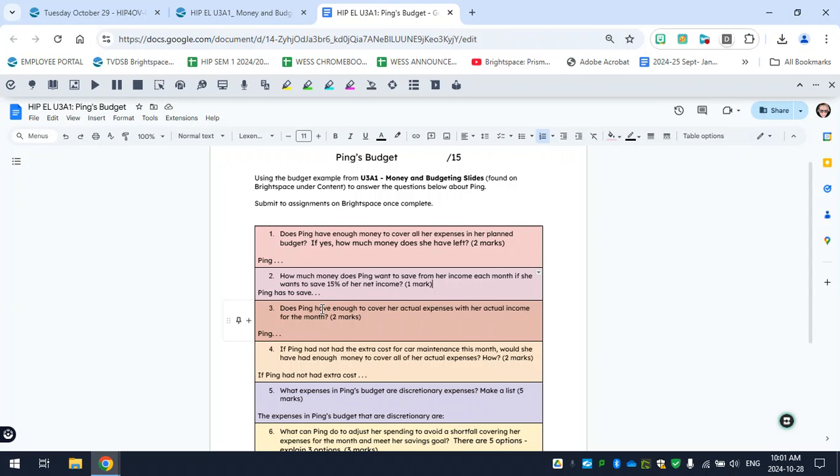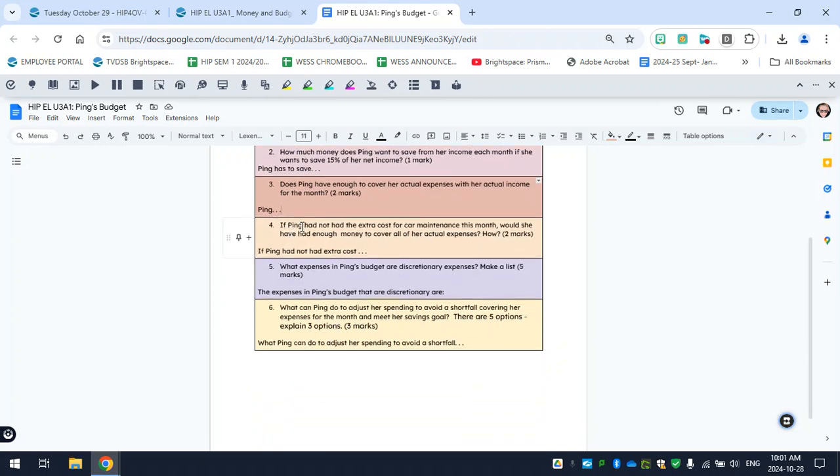Does Ping have enough to cover her actual expenses with her actual income for the month? 2 marks to explain why or why not. If Ping had not had the extra cost for car maintenance this month, would she have had enough money to cover all her actual expenses, and how? Once again, 2 marks, put in that detail.